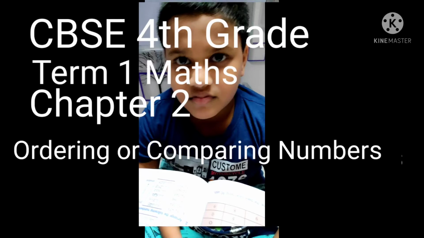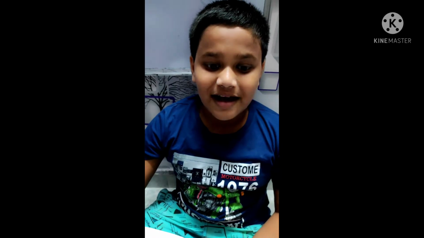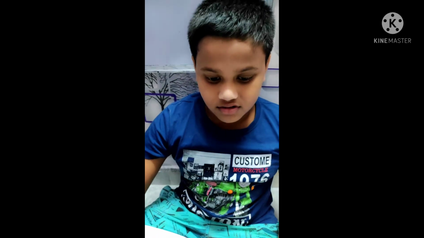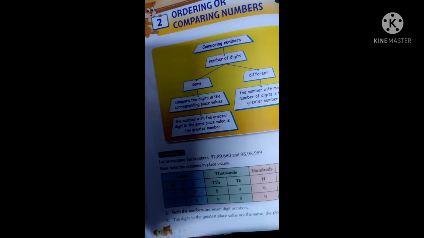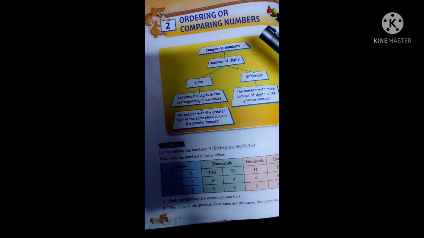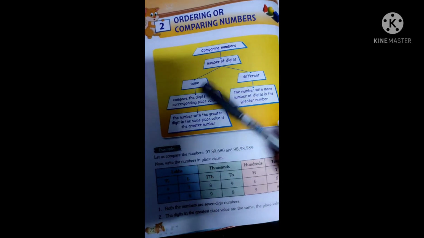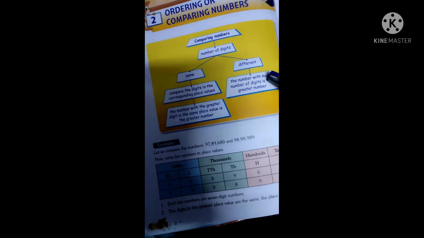We are going to learn about the Seasons book, Integrated Term Course, Term 1. We are going to learn maths: ordering or comparing numbers, that is lesson 2. So let's learn. Comparing numbers: number of digits. These are the same number of digits and these are different numbers of digits.